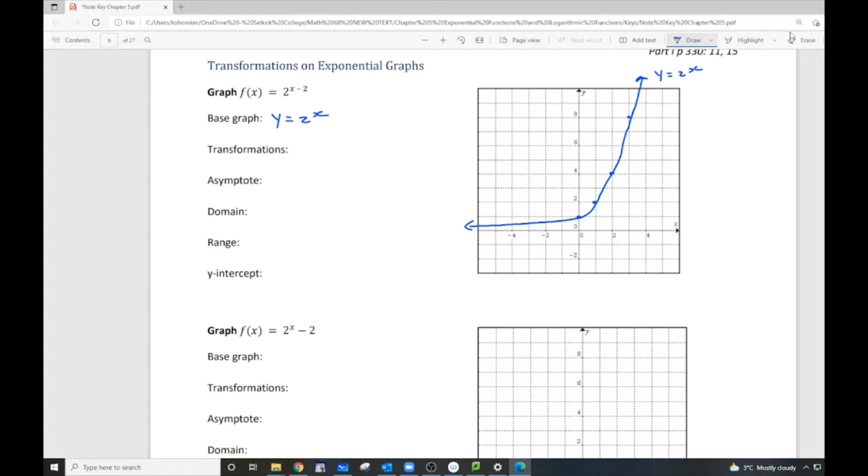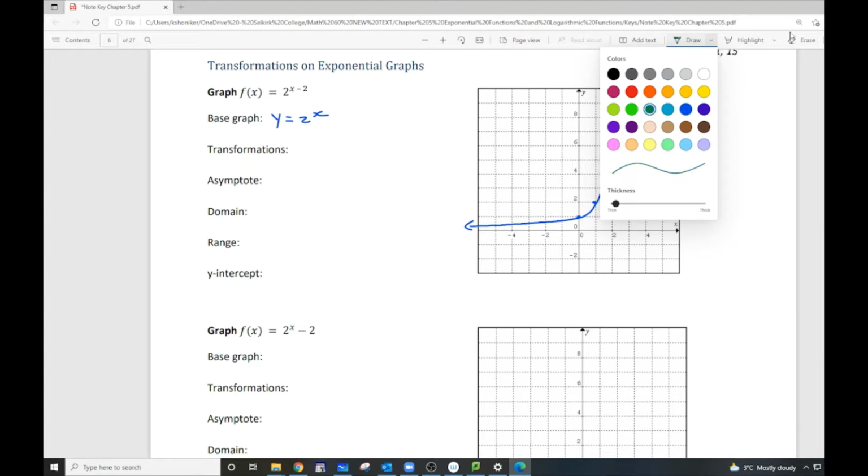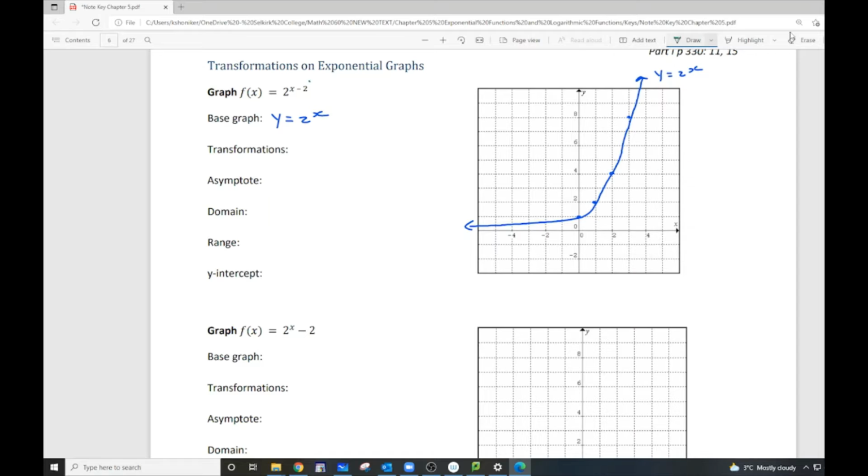Now, in another color, let's pick a darker green. That's a nice one. What are the transformations here? Well, it's in the bracket with the x, so you have to think back to chapter 2. Is it a transformation on x or a transformation on y? If it's in the bracket with x, it's a transformation on x. If it's not, it's a transformation on y. Now these ones are really nice because being in the bracket with the x means you have to be in the exponent with the x. That makes it a transformation on x.